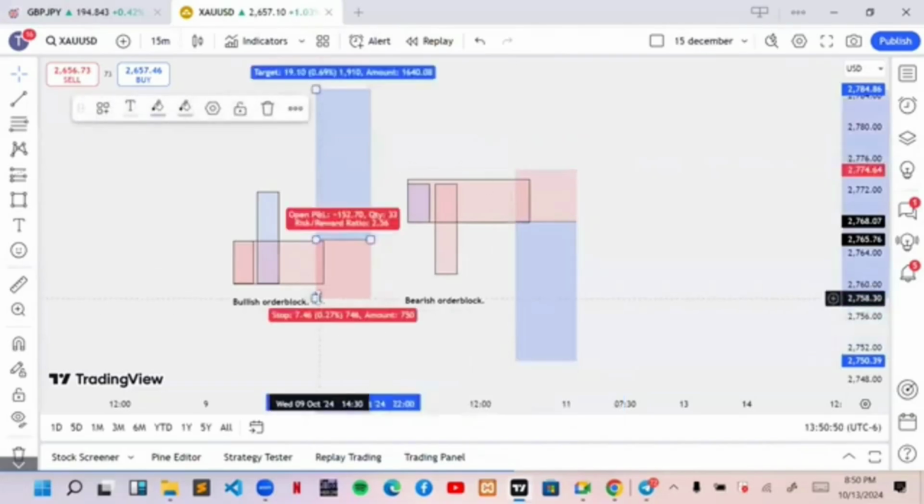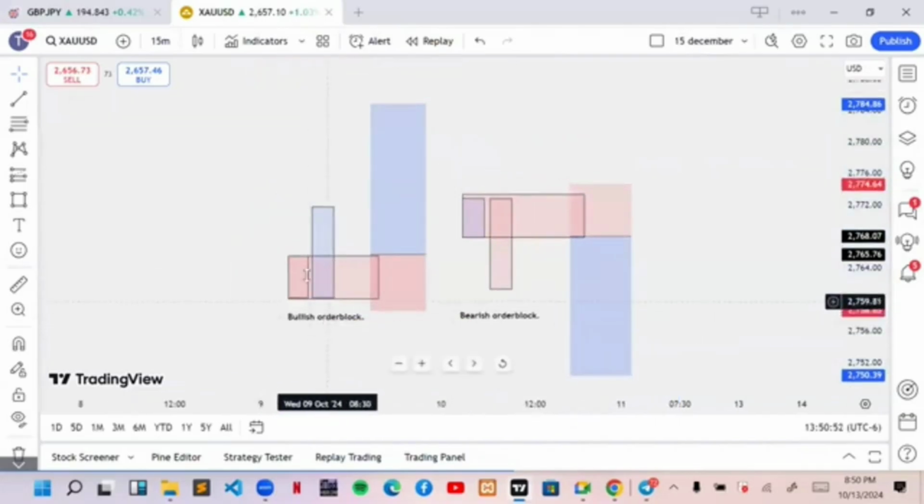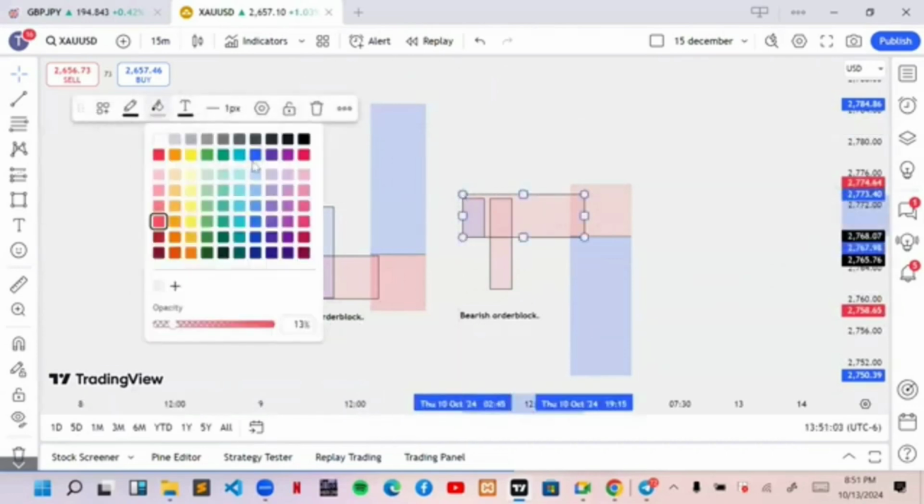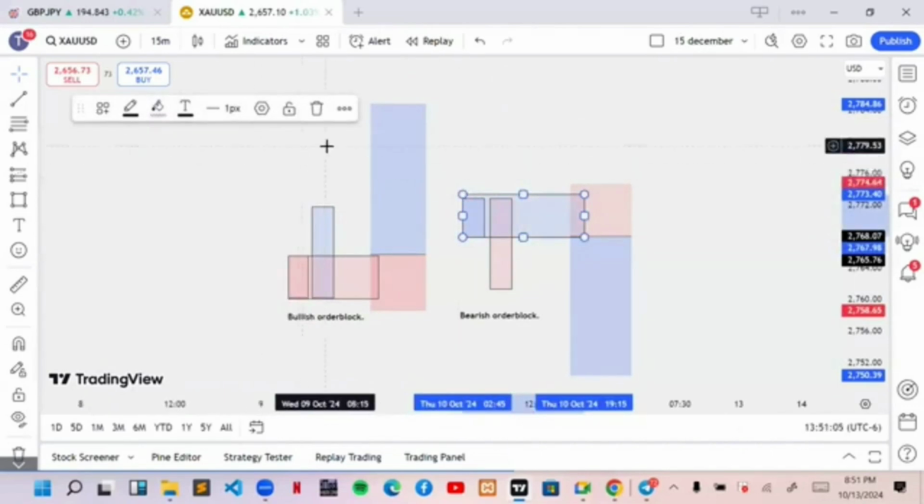So that's just it. This is how it looks. And then some people also ask, what about when there are candle wicks? How do you pick your entry when there are candle wicks? So this is how you pick your entry when there are candle wicks.